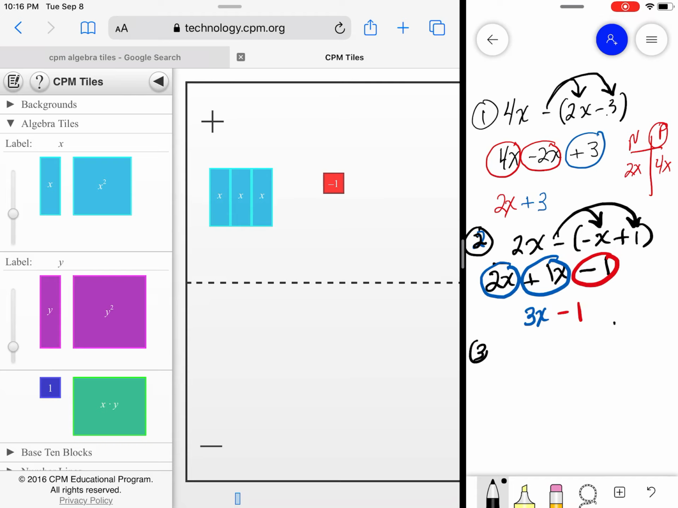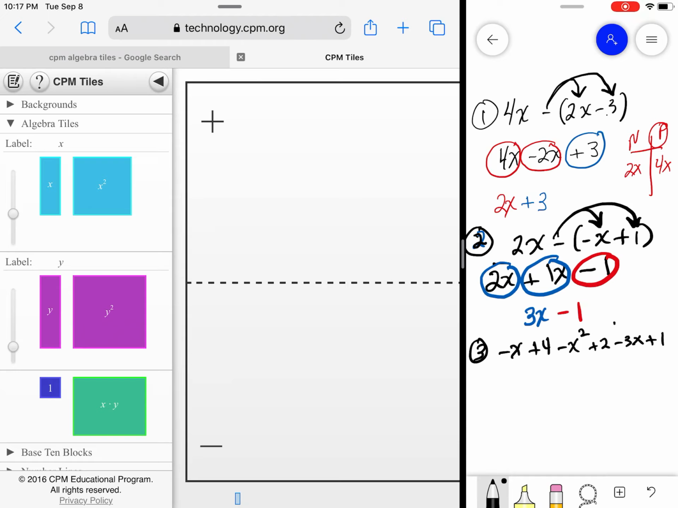Okay, so number 3, this is a long one: negative x plus 4 minus x squared plus 2 minus 3x plus 1. Yeah, I told you it was a long one. Okay, clear tiles.